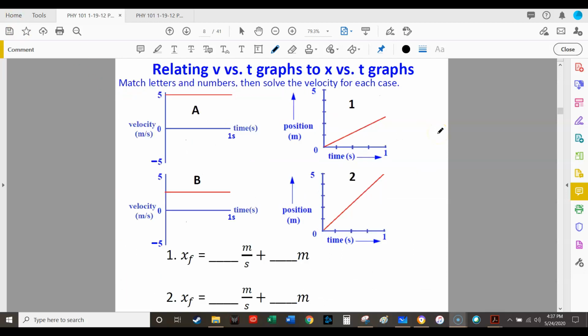Now what I want you to do is relate graphs A and B to graphs 1 and 2, and then create some prediction graphs for graphs 1 and 2 by filling in the blanks. Okay? So go ahead and pause the video and see if you can do this.